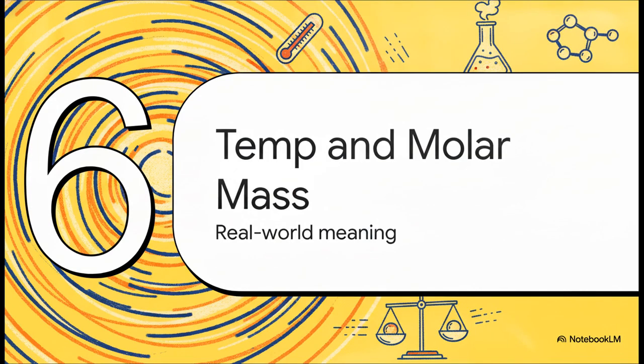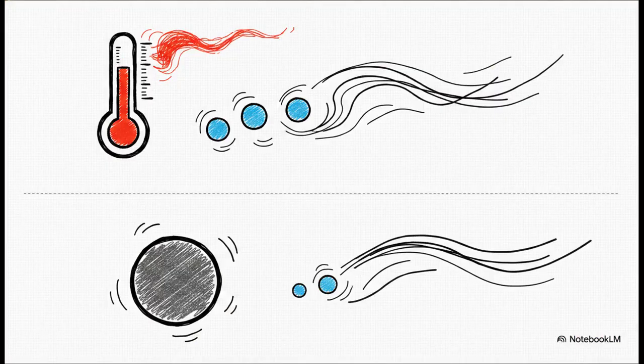And our final part, Section 6, temperature and molar mass. Let's talk about the real-world physical meaning of all this math. Because temperature, T, is sitting right there in the numerator under the radical, RMS speed is directly proportional to the square root of temperature. What that means quite literally is, heating a gas makes its particles move faster.